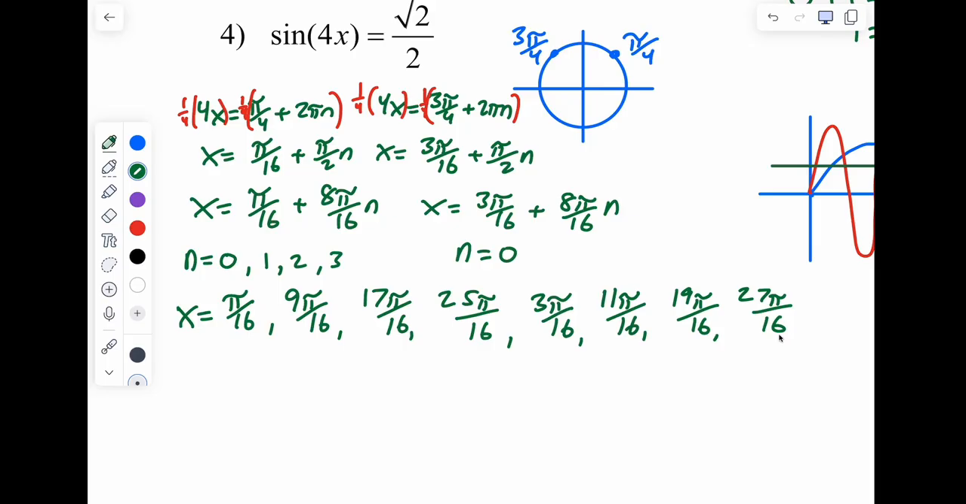Let me say this again. If that 4 wasn't there, these would be the 2 answers. If there's a 4 there, there are 4 times as many answers. That's how you would know how many answers there would be. And so there are 8 answers, and you just plug in n equals 0, n equals 1, n equals 2, n equals 3. And like I said, once you notice there's a pattern, you just follow the pattern. Any questions about this so far?